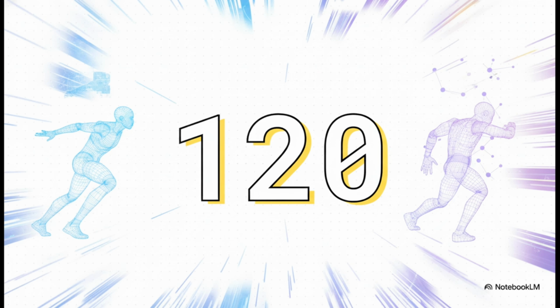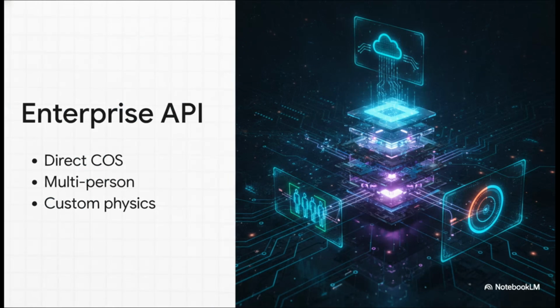That is huge. It caters directly to those high-end animation and gaming production needs where ultra-smooth, high-fidelity motion is an absolute necessity. Looking a bit closer under the hood at these enterprise capabilities, it's a really robust backend. Teams can use DirectCOS, that's Cloud Object Storage, for uploading massive files. You get automated multi-person bounding box detection just by uploading a screenshot first.